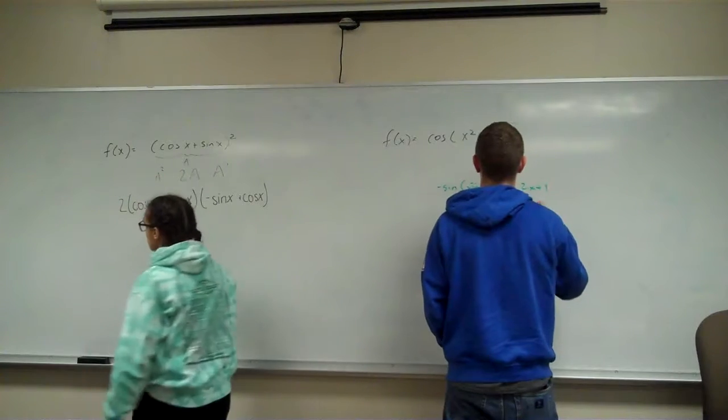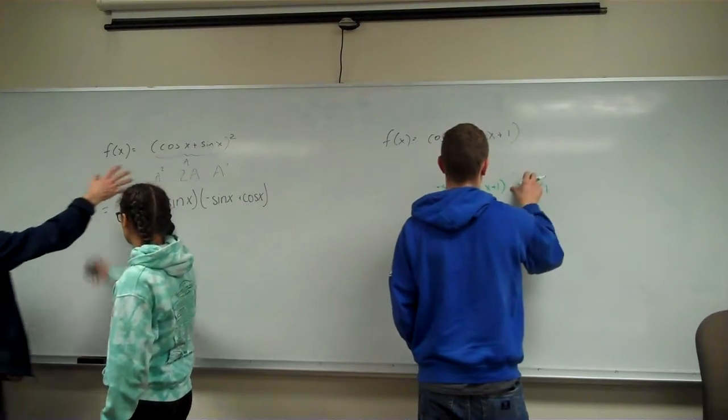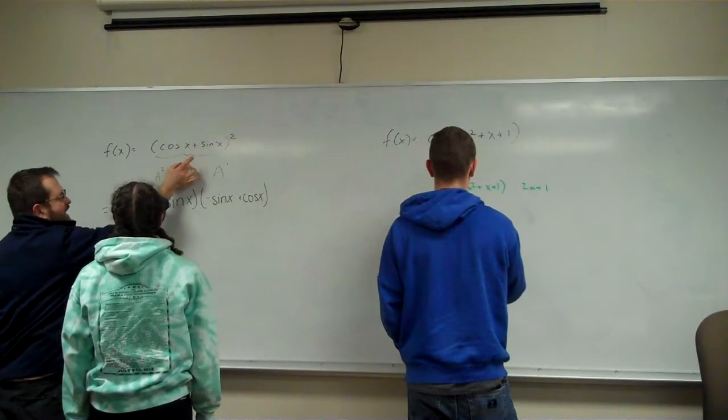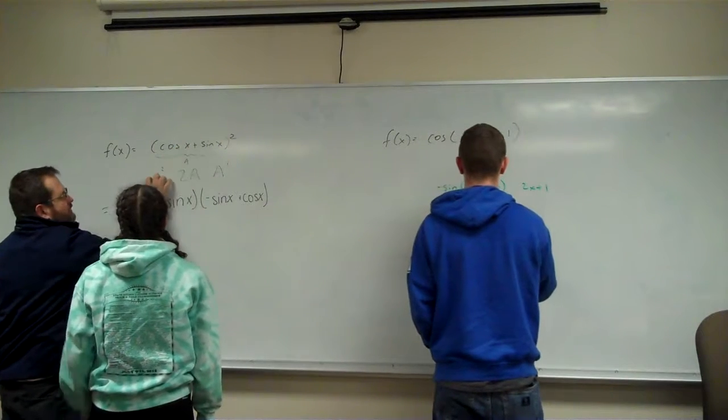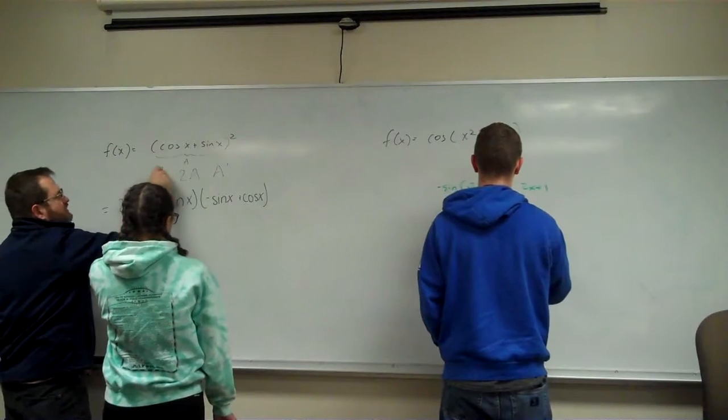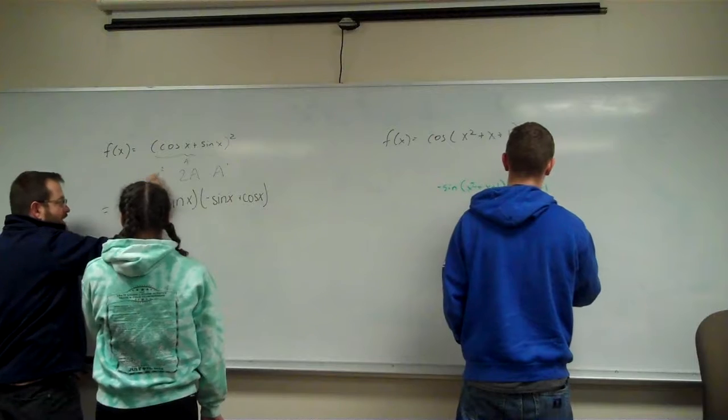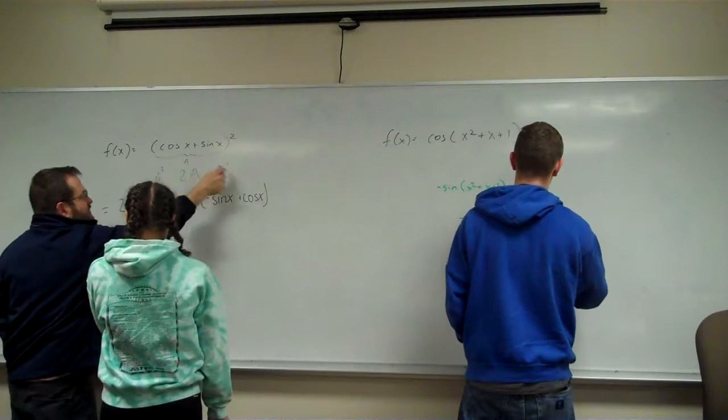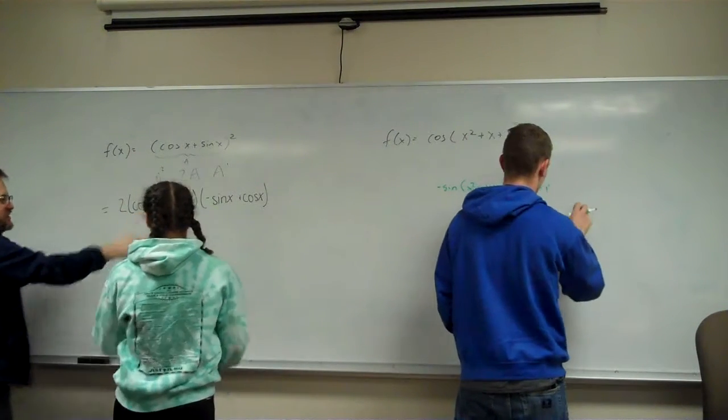Great. Do you see what she did here? There was an inside part, which she was just calling a. So this is like a squared. And then the derivative will be the derivative of that, a squared becoming 2a, times the derivative of that inside part. And then she did all that.